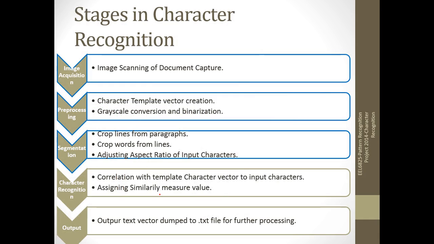So the third part is called the segmentation, which is basically segmenting out the entire paragraph of text from the entire image, removing all the blocks of information which are not required, separating out words from each line, and eventually separating out each letter from each line, and then adjusting the aspect ratio so as to match the aspect ratio that is the same in the templates in our library.